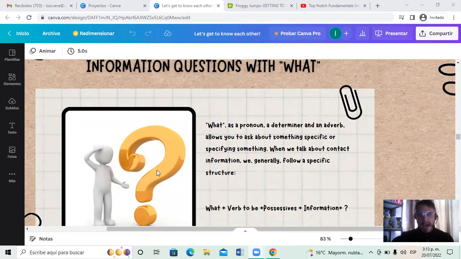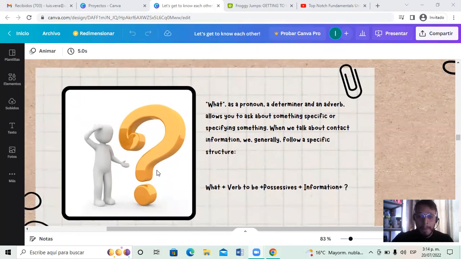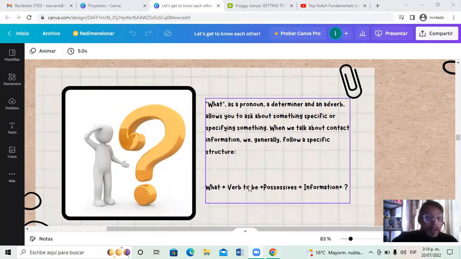All the questions have the same structure. Si revisaron bien la conversación y si cayeron en cuenta, todas las preguntas que usamos en la charla tienen la misma estructura. ¿Ok? What, verb to be, possessive, and information. Siempre vamos a tener esos 4 elementos. For example, what is your name? What is your email address, etcétera, etcétera. Pero ¿para qué nos sirve what?